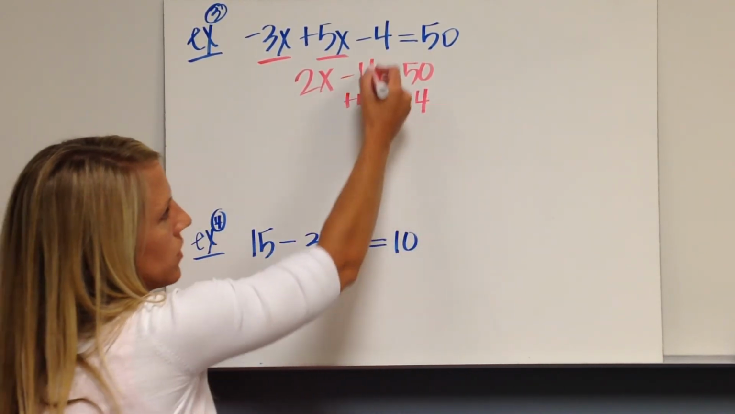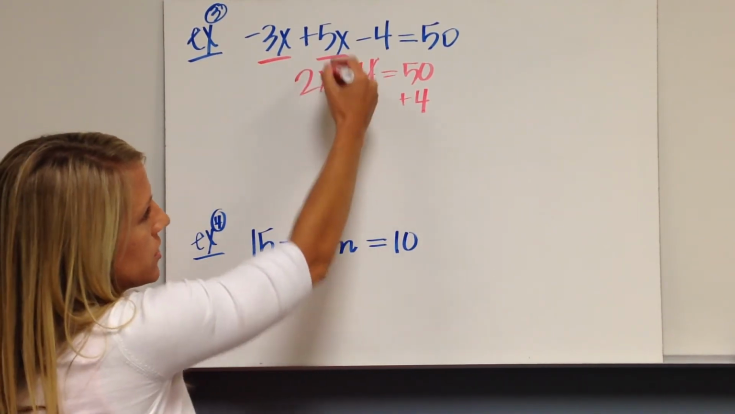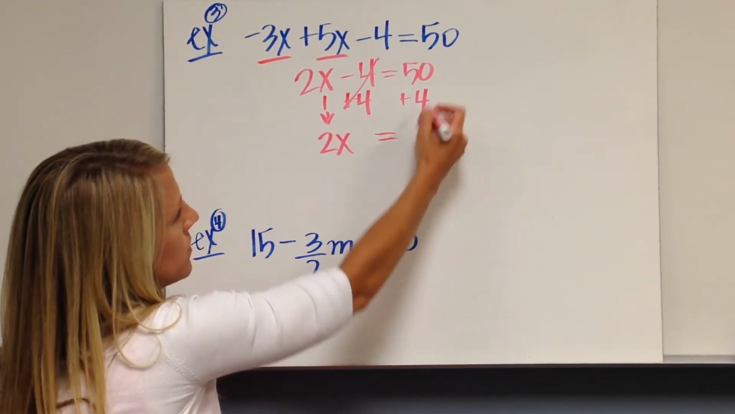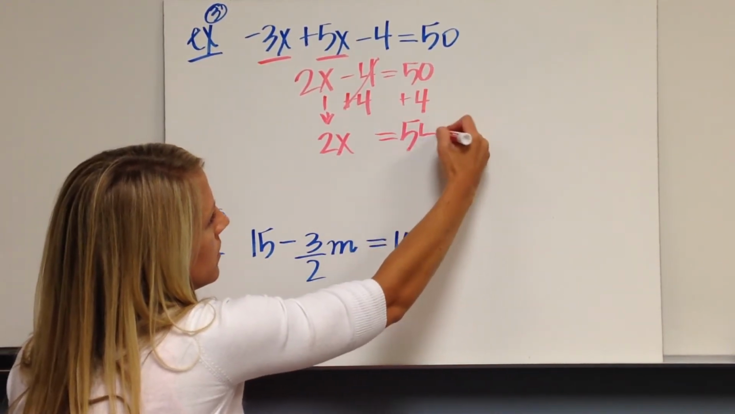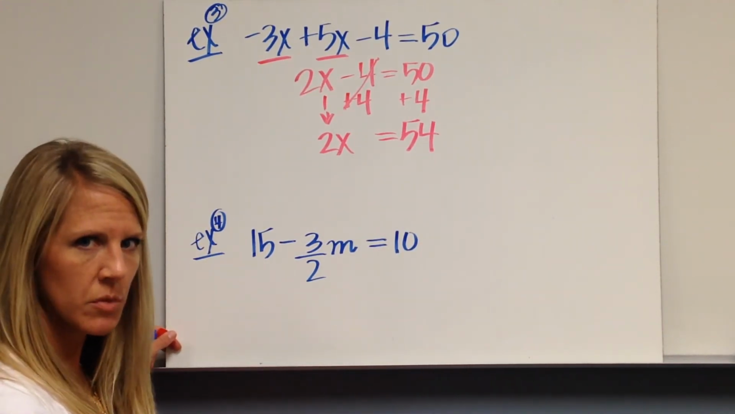Well, negative 4 plus 4, 0. Good. We wanted that gone. But we still have this 2x. So I just bring down this 2x equals 50 plus 4 is 54. So 2x equals 54. Well, what does 2x mean?